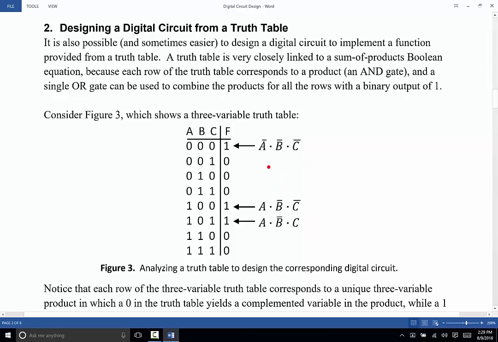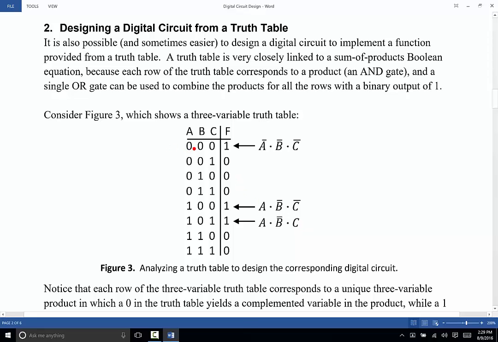In other words, F should be 1 if this row is active, or if this row is active, or if this row is active. And of course, what we just said there was that we're going to calculate the product terms. We have here 3 product terms, and we're going to OR them together. So that's a sum of products. So the sum of products is simply going to take these 3 terms, which I identified by looking at the rows that contain 1 at the output.